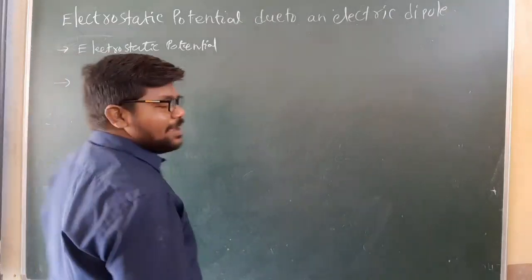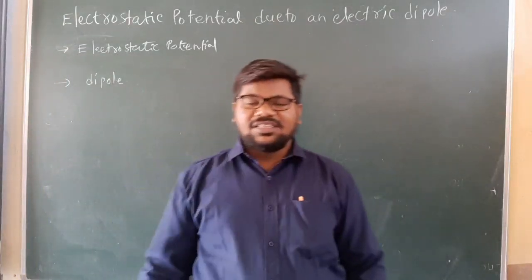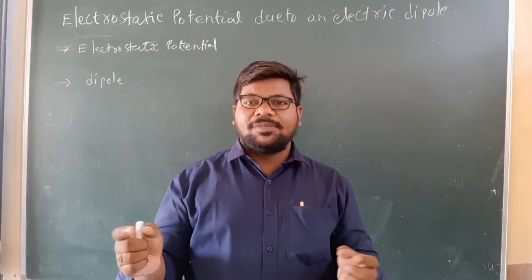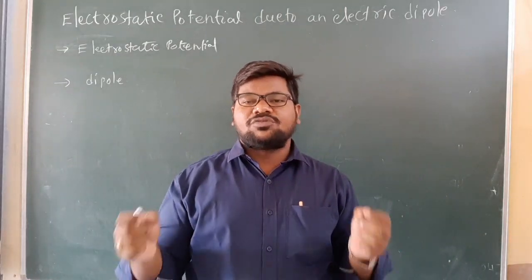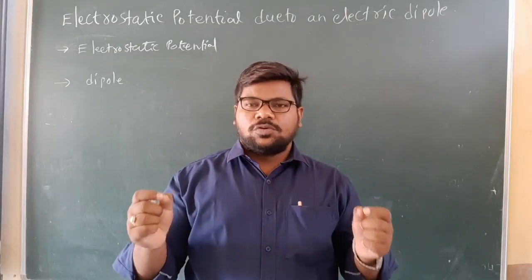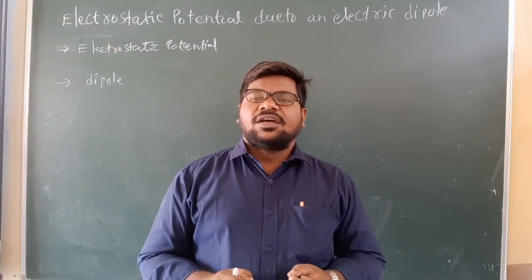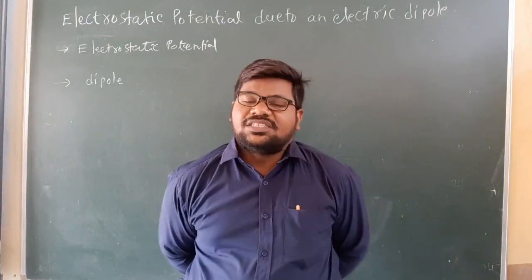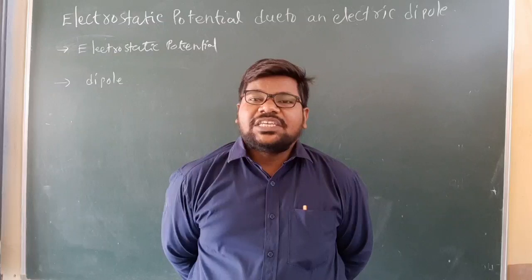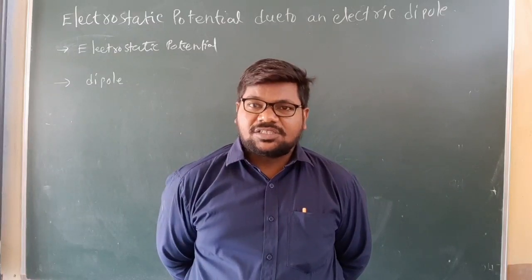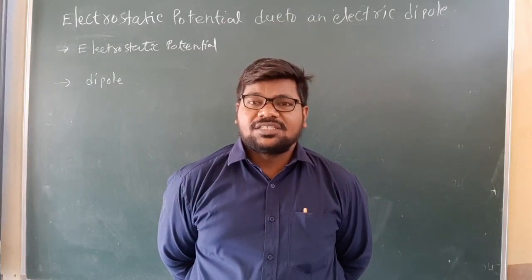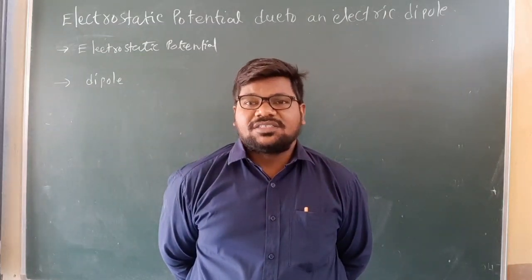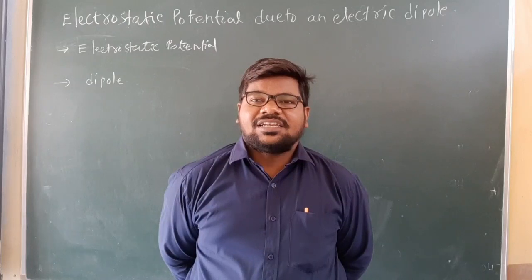Dipole means, in this case, two charges. Di means two, pole means poles. Here we have to take two charges. An electric dipole, or dipole, is defined as two equal magnitude charges, opposite in nature, which are separated by a small distance.